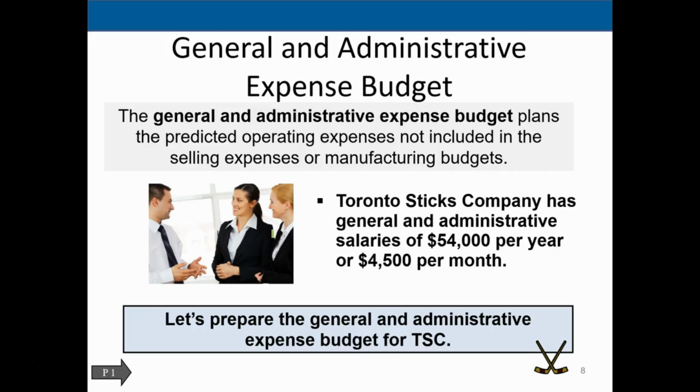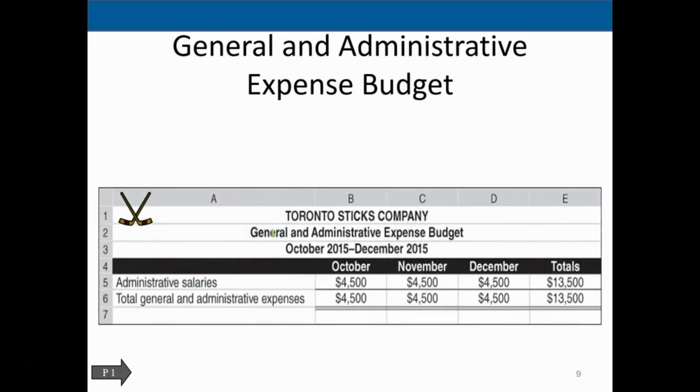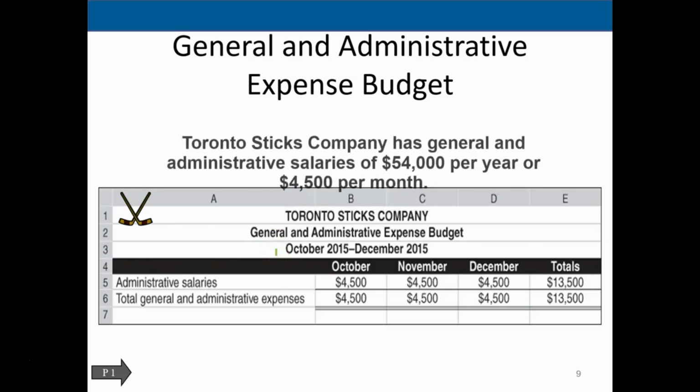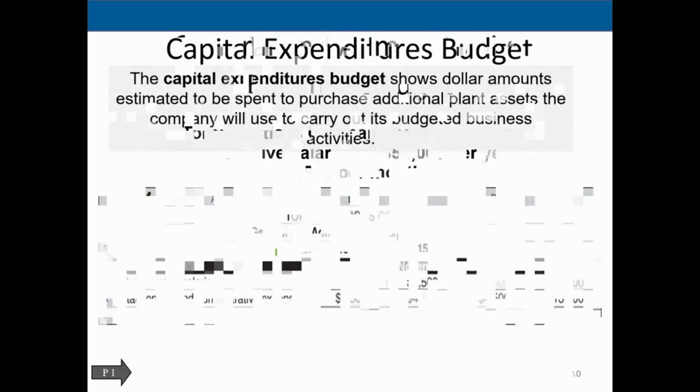So Toronto Sticks Company has general administrative expense salaries of $54,000 per year or $4,500 per month. So that's pretty basic. So we're just going to take that, again, salary. It's going to be the same each month no matter what production is. And so we just break that over the years, and there we have that information. So Toronto Sticks, okay, we have that.